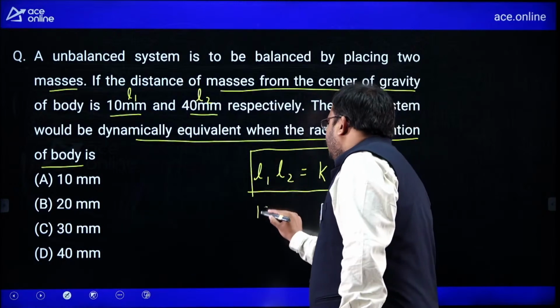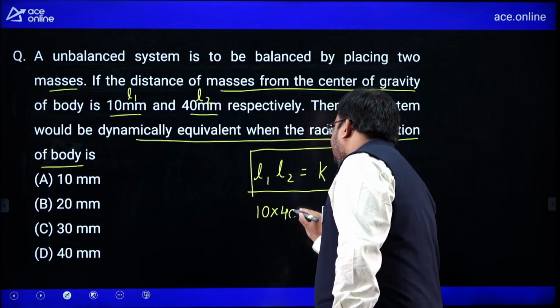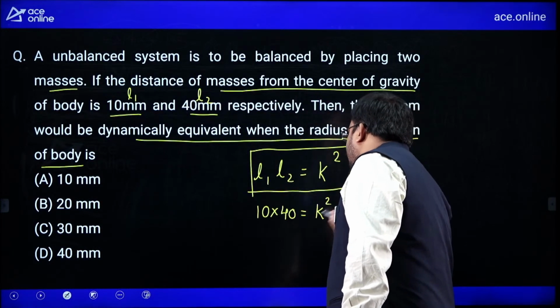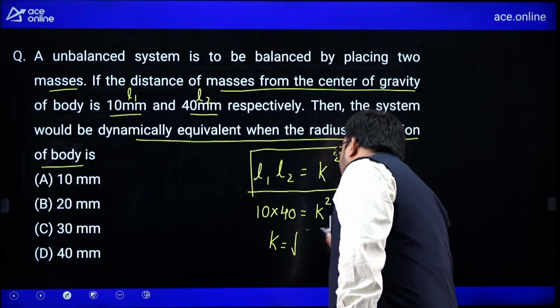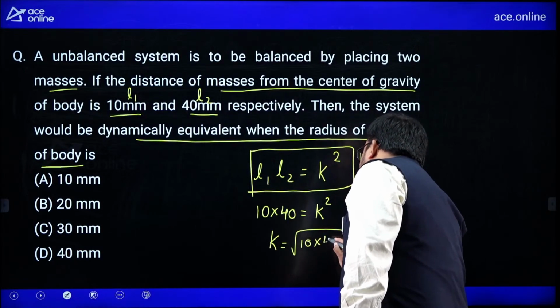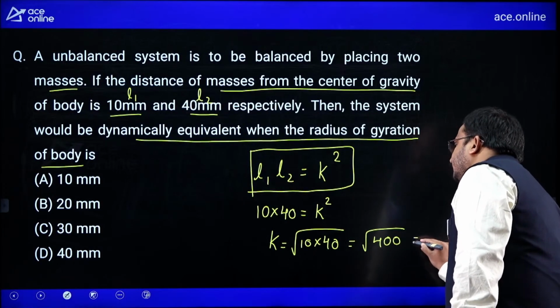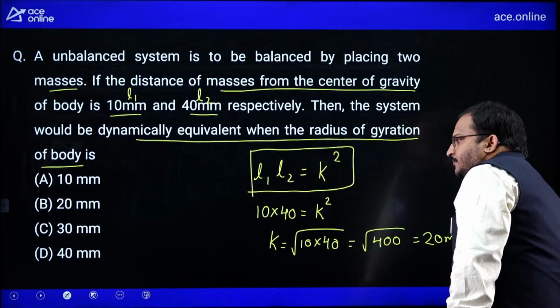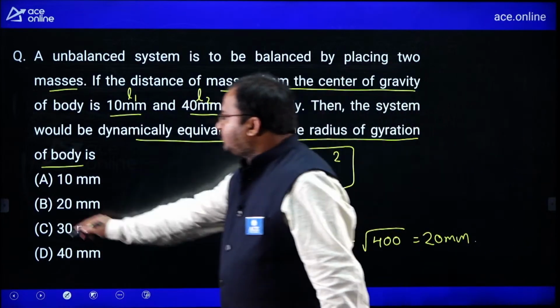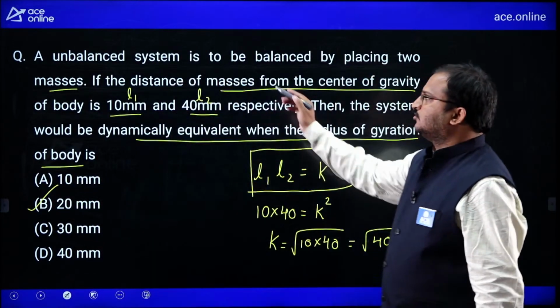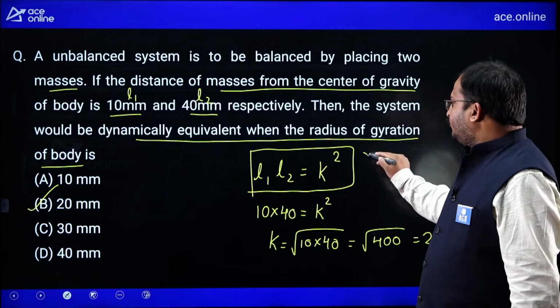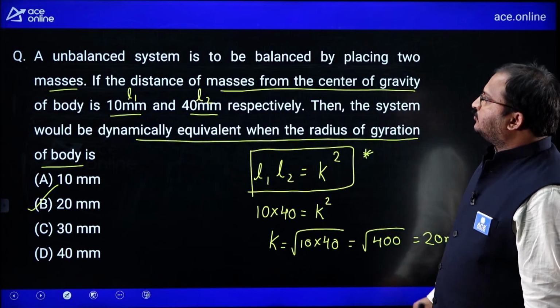So, 10 into 40, this is equal to k square. K is equal to under root of 10 into 40. You can take this as under root of 400, which is 20 mm. Okay. Option B will be correct for this question, dear students. Okay. Remember this formula. This is a simple question, dear students.